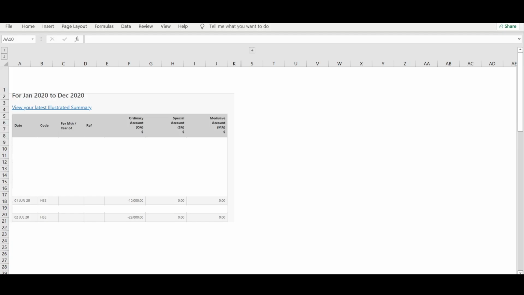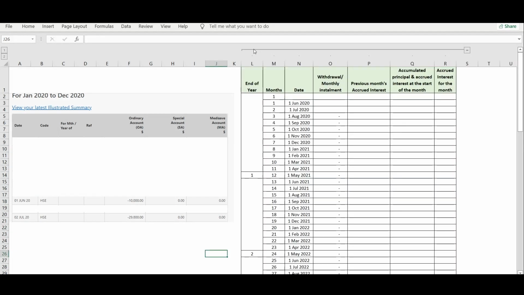I just want to show you what are the amounts that I've withdrawn for my house. Example, 1st June 2020, I made a 10,000 withdrawal for my house, and then 2nd July 2020, I made a 29k withdrawal for the house. So the CPF calculates the accrued interest from the date where you make such withdrawal. Let's briefly go through what are the columns I have here in my computation.